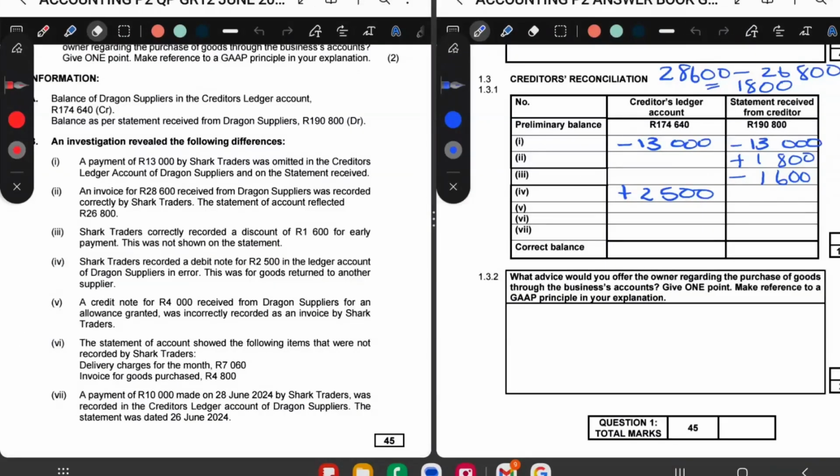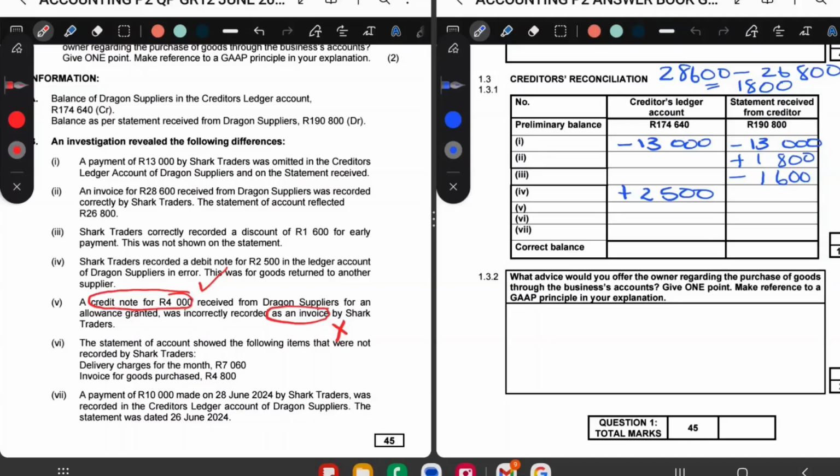Our next adjustment is adjustment number 5. Adjustment number 5 says a credit note for 4,000 Rand was received from Dragon Suppliers for an allowance granted. But this was incorrectly recorded as an invoice. So this was incorrectly recorded as an invoice by who? By Shark Traders. So the mistake was made by us. A credit note was recorded as an invoice. It shouldn't be an invoice. It should be a credit note.